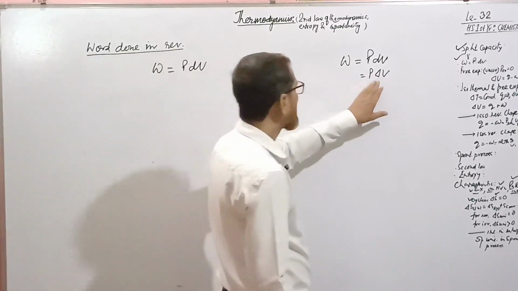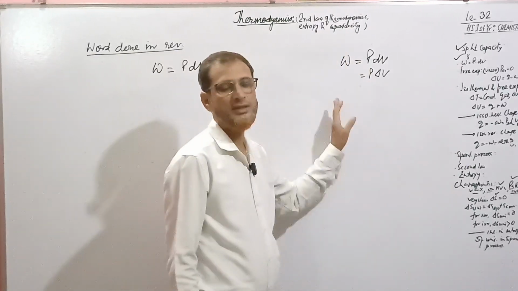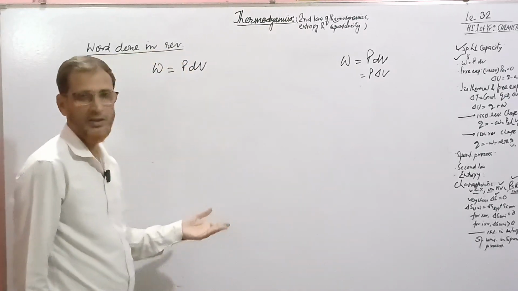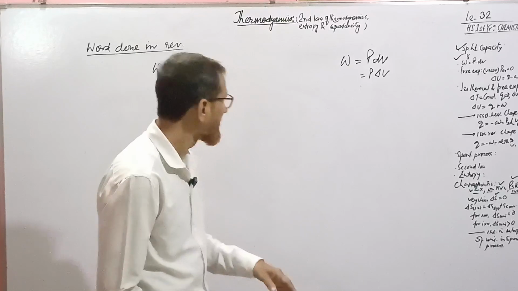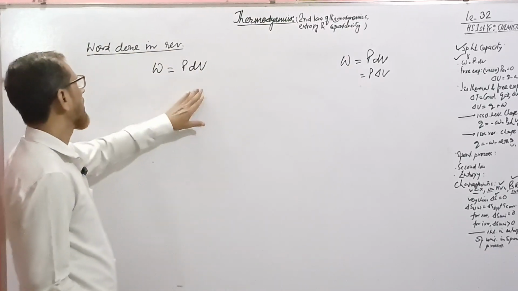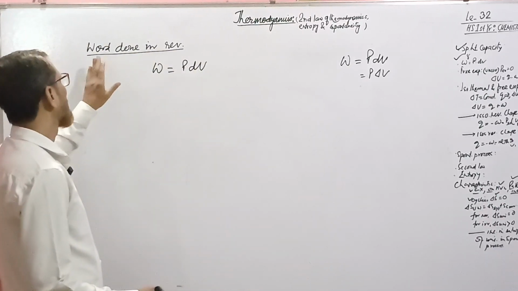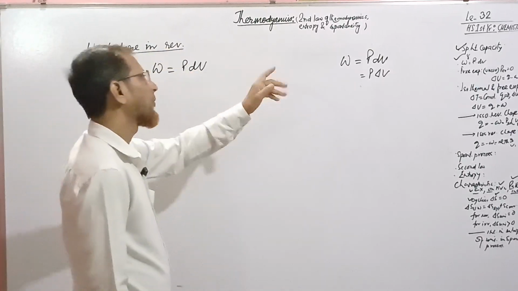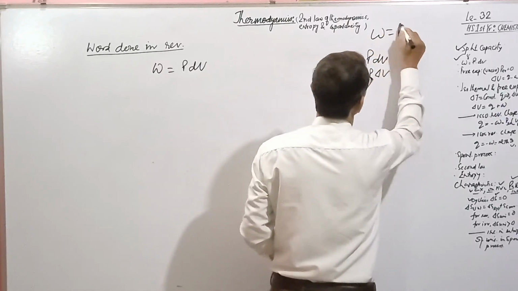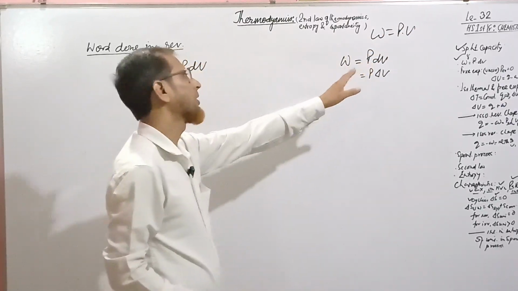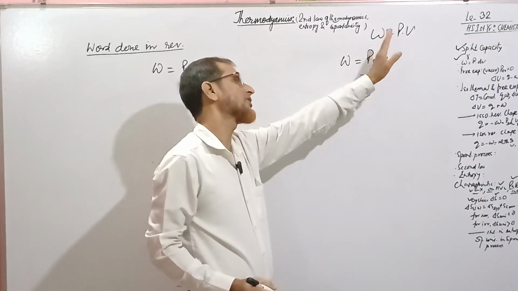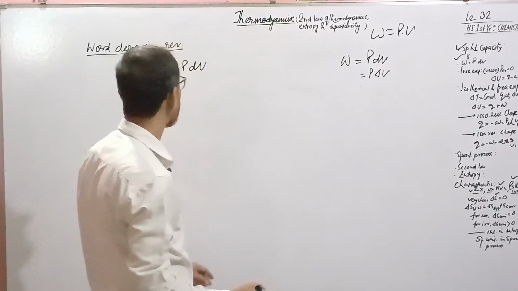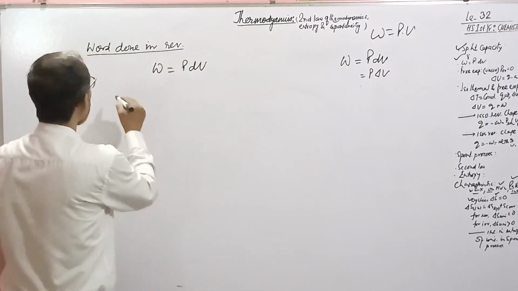And when the capital delta is used, it means a measurable volume change, from some 2 liters to 5 liters, or 5 liters to 7 liters. Am I right? So here we will explain work done in a reversible process. We will write W is equal to P into delta V. When the change in volume is very small, it is dV; when the change in volume is measurable, it is capital delta V. Am I right?